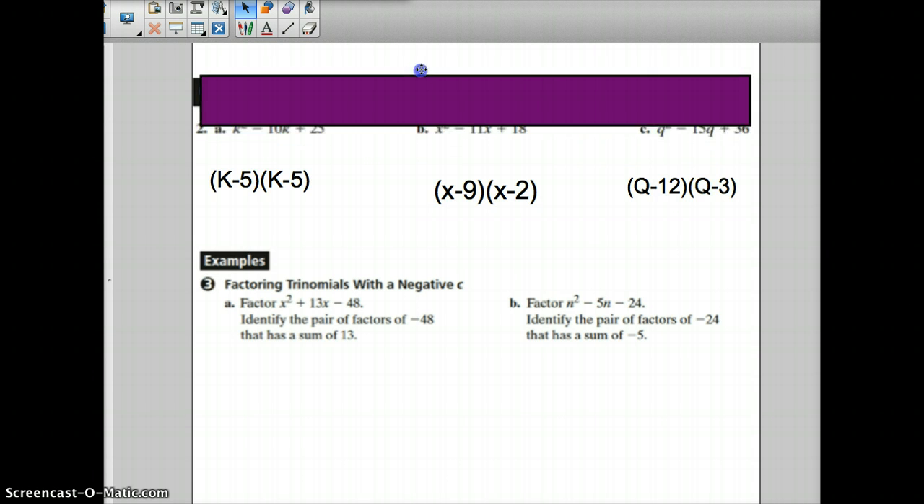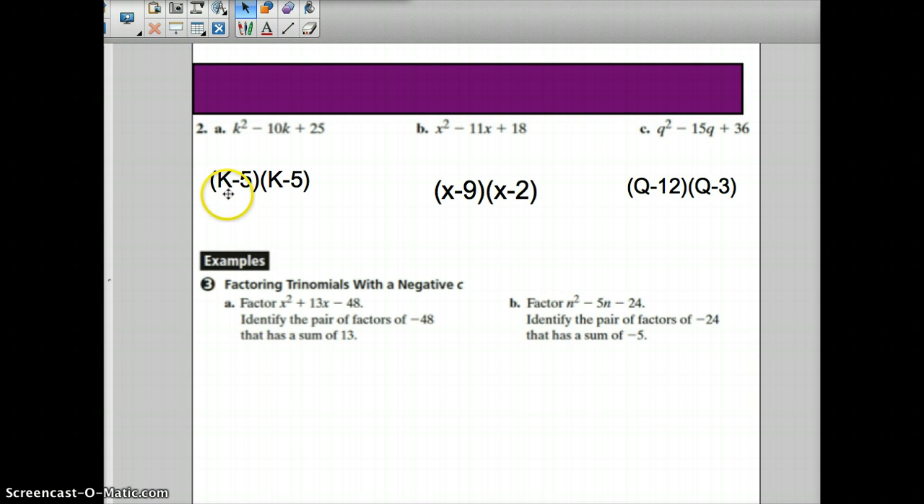Here we can see in this second quick check, we've got k minus 5 times k minus 5. Notice this is a special case, and you should also see that pattern there. Here you've got x minus 9 times x minus 2. And again, notice your outers and inners combine to make that negative 11. And then here we've got q minus 12 times q minus 3.